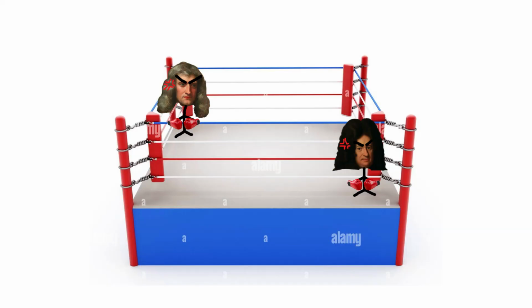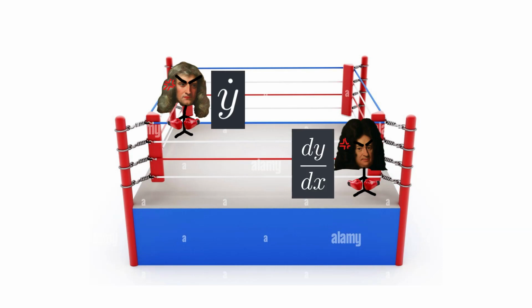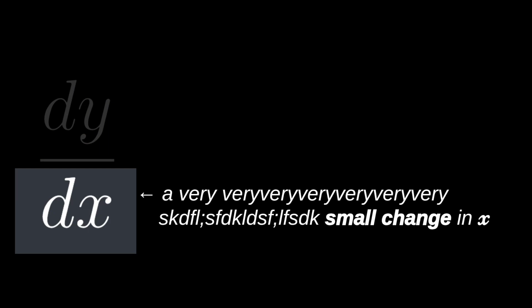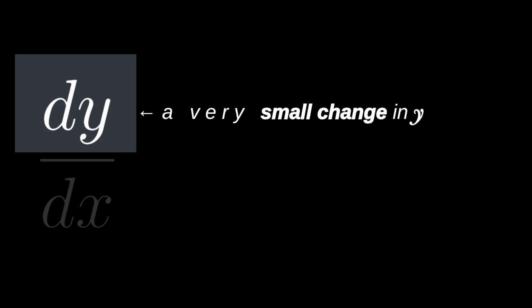I wonder how the boys are doing. Oh hey, they've also invented their own notations for this thing. But we actually think this is better. You see, it looks like a fraction for a reason. Leibniz chose dx to represent a very small change in x, while dy likewise is a small change in y.